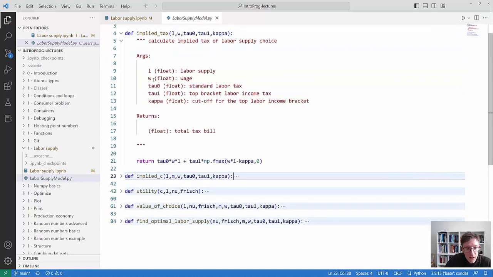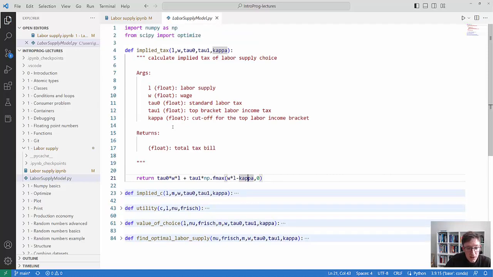So we can go into that, which is the formulation of the tax system from the notebook, the base tax times the labor income plus the tax on the top bracket of labor income above this cutoff kappa.